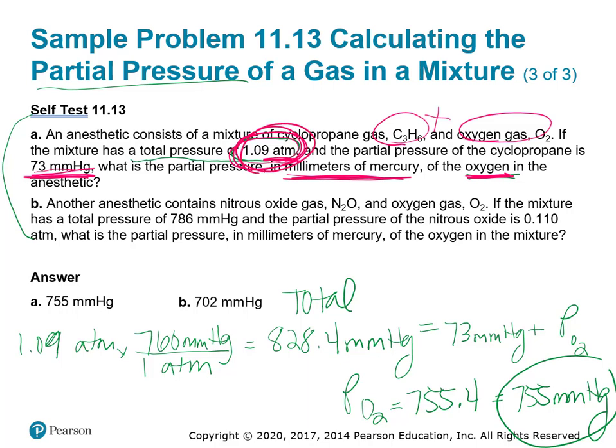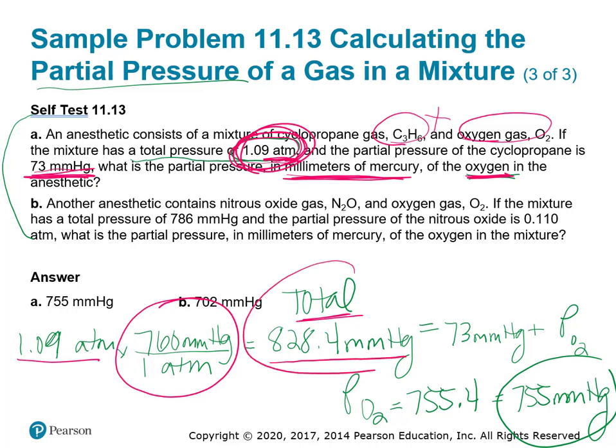What is the partial pressure in millimeters of mercury of the oxygen? So let's get our total 1.09 atmospheres into millimeters of mercury. We know that there's 760 millimeters of mercury in 1 atmosphere. So that gives me a total pressure of 828.4 millimeters of mercury. And we know that the total pressure is the pressure of each gas added together. We're given the cyclopropane, so we just take our total and subtract the cyclopropane to get our partial pressure of oxygen, which should be 755 millimeters of mercury with 3 significant figures.